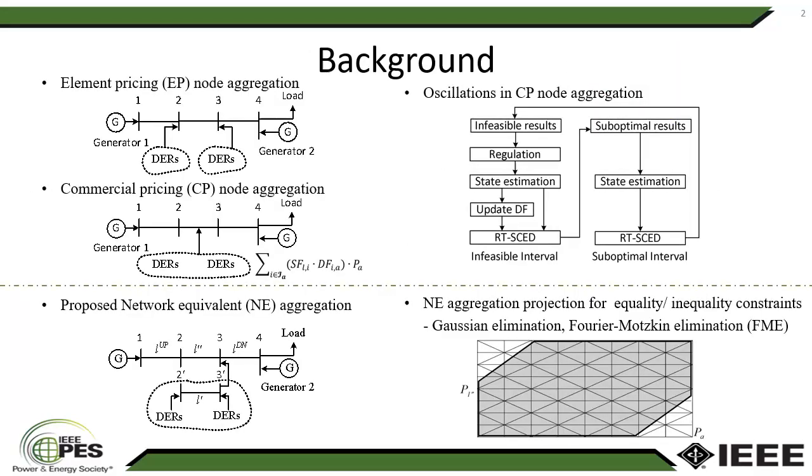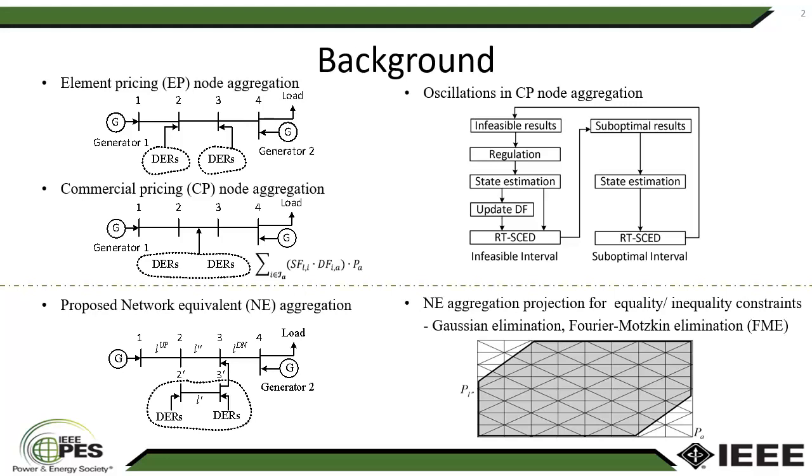Let's look at the traditional model, EP node aggregation. In the real-time market, DERs in one node can be regarded as one participant. That is the element pricing model shown in the first figure.